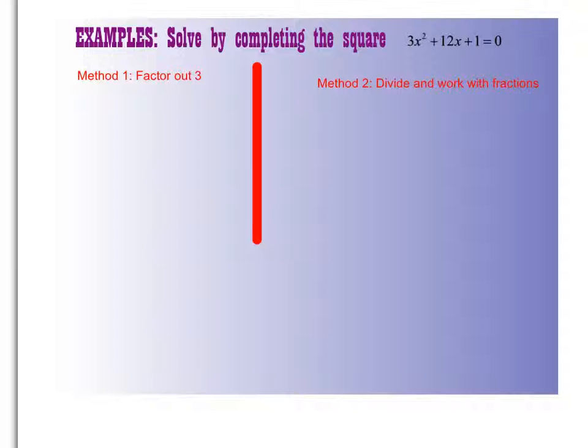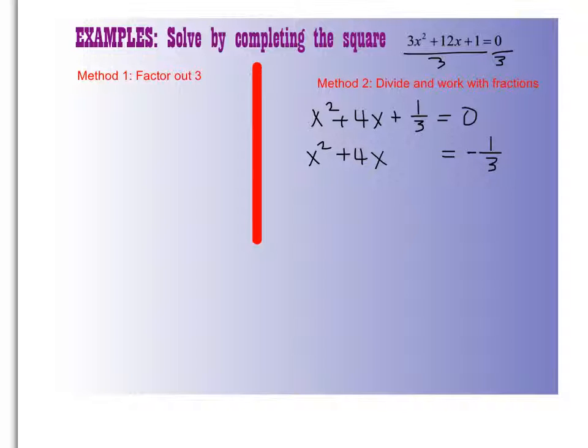Okay, this next one here also doesn't have a leading coefficient of 1, but each number is not divisible by 3. Now, there's two ways that you can deal with this. One way is to do just what we did in the last example, which is to go ahead and just divide both sides by 3 and get x squared plus 4x plus a third equals 0, and just deal with the fraction. That's not that big of a deal. So you would move the constant over. You would complete the square.